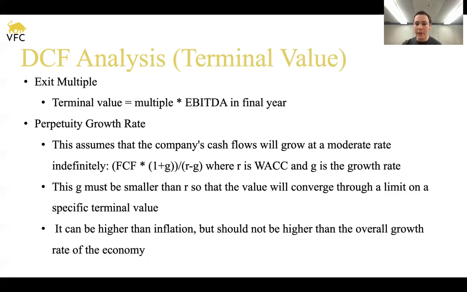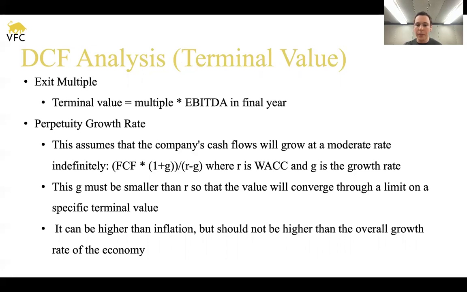The last step of a DCF is finding the terminal value. So remember that a DCF says that a company is worth the present value of its future cash flows, but we only project out cash flows for 5 to 10 years. So we account for cash flows beyond that period by calculating terminal value. First method that you could use is pretty simple. You take an exit multiple, like the ones that we found in public comps, and apply it to the final year's data. So if you have an enterprise value over EBITDA multiple, you multiply it by final year EBITDA to get your terminal value.